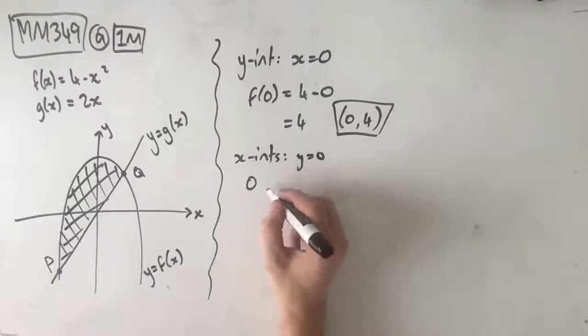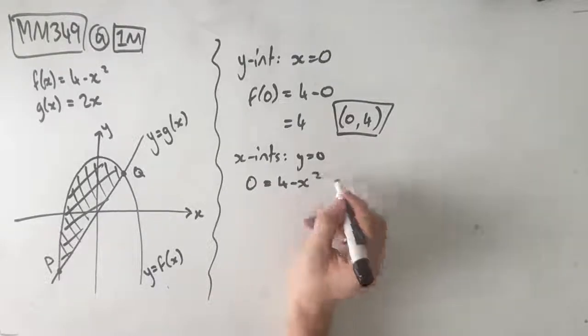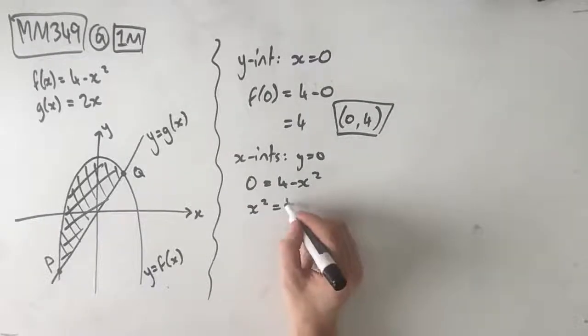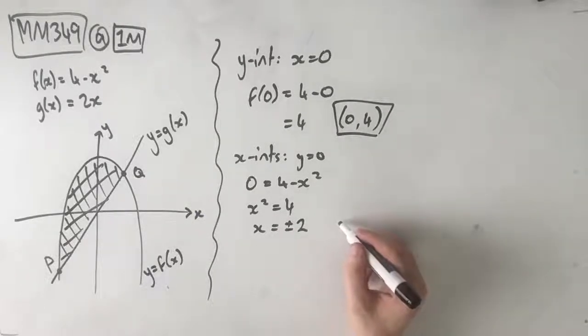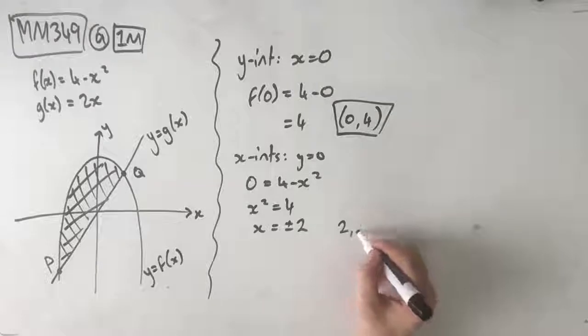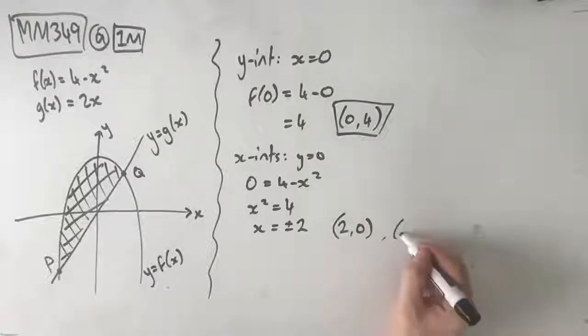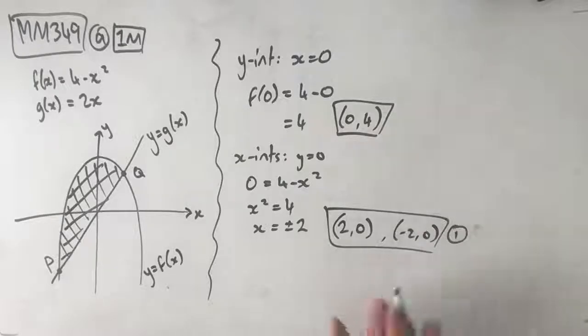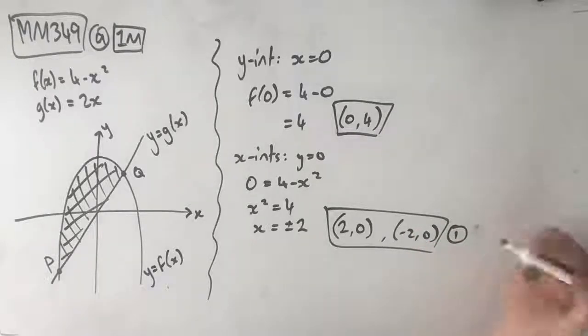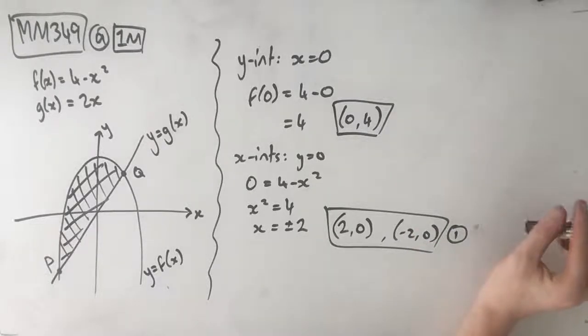So 0 is equal to 4 minus x squared, x squared equals 4, x equals plus minus 2. So therefore our x-intercepts have coordinates of 2, 0, and negative 2, 0. Pretty straightforward question. It's just a 1 mark question, as it should be, but that's it. Let's move on to part B.